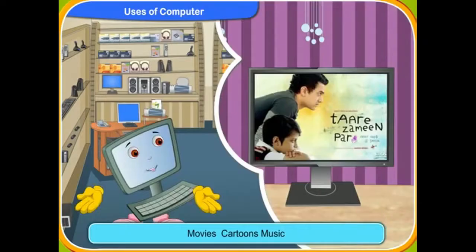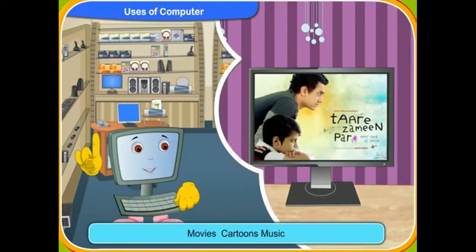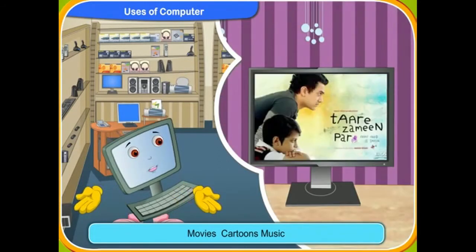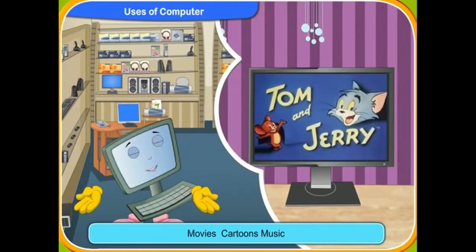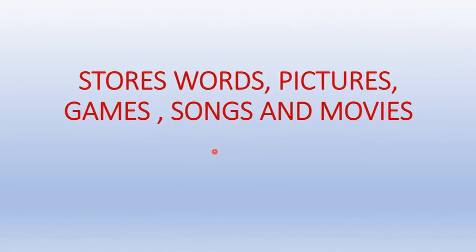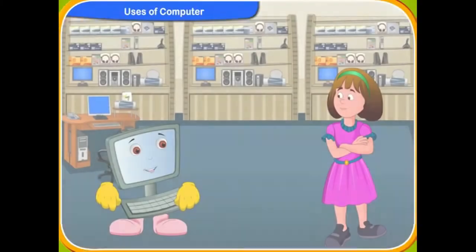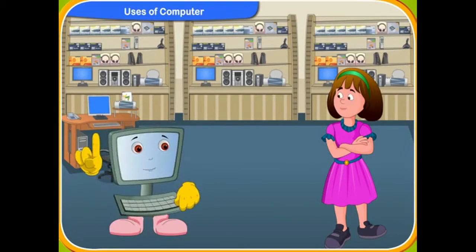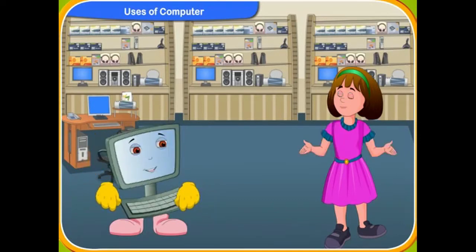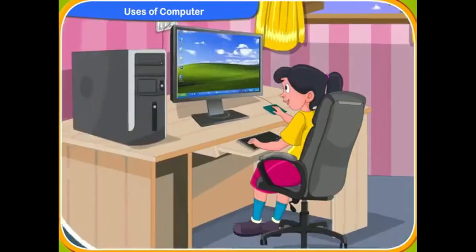Next use. Watch movies. Often you are watching movies in computer, watching cartoons and all, right? Yes, we can use computer to watch movies, cartoons and all. Then next one, stores words, pictures, games, songs and movies. See, in your computer, what all things are there? Pictures are there? Videos are there? We can see many videos, pictures are there in your computer, isn't it?